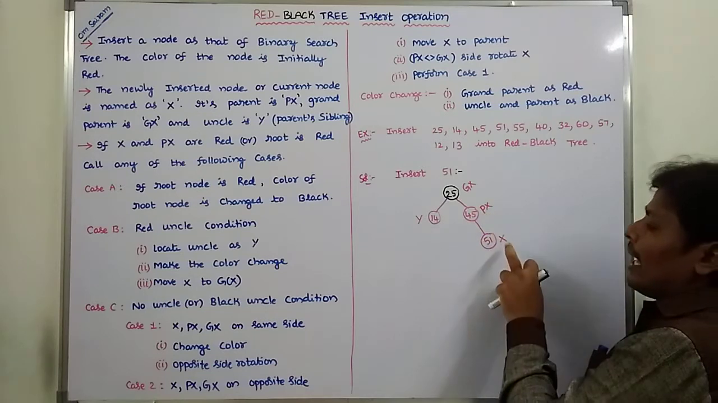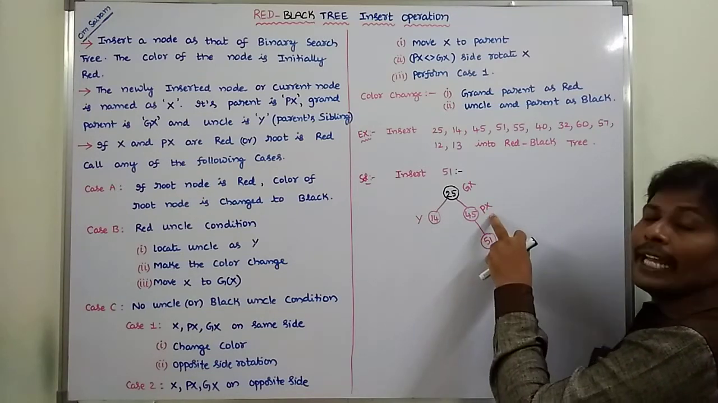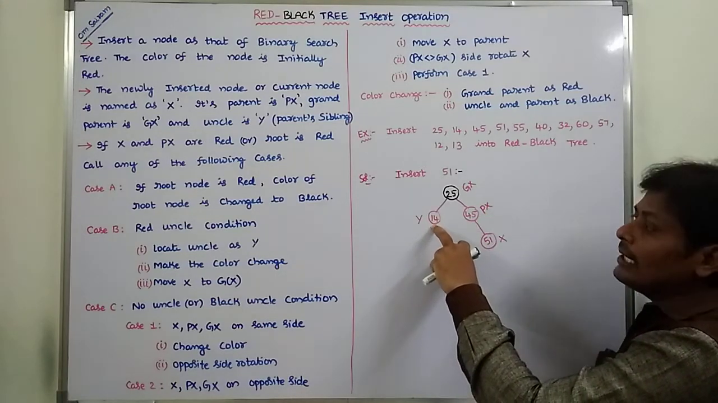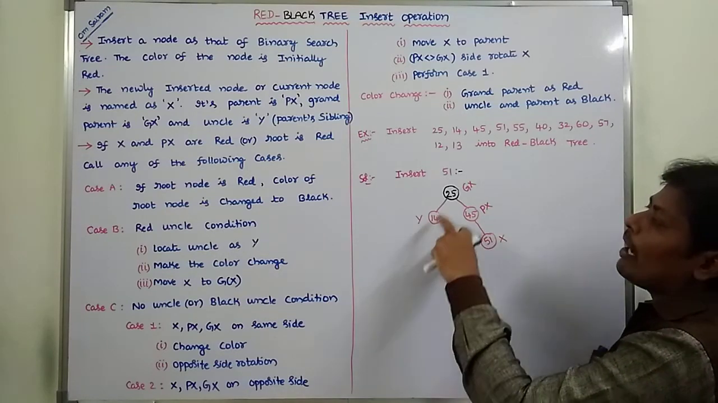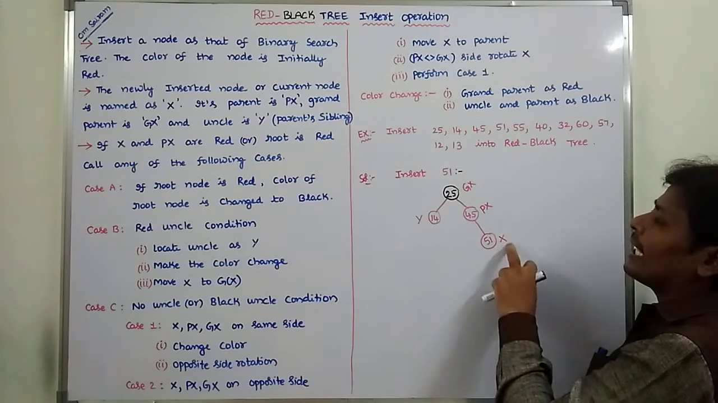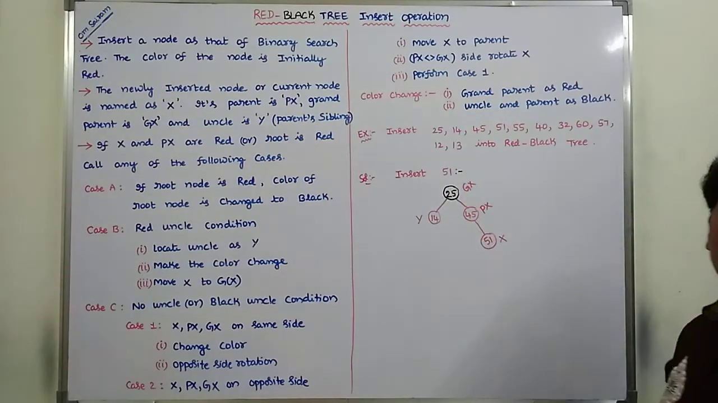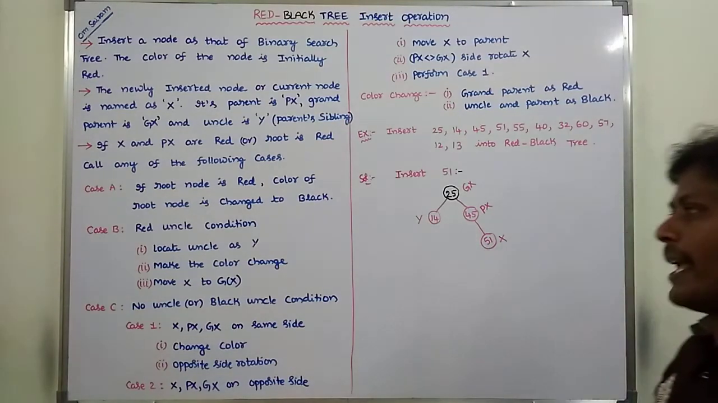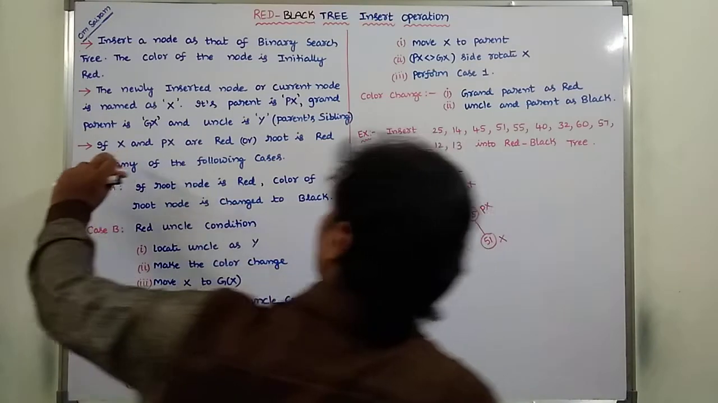X is the currently inserted node, its parent is Px, and the parent's sibling is 14, that is Y. It can also be called the grandparent's son. X's grandparent is Gx, and Gx's son is the sibling, which can be denoted by Y. Now, is this a red black tree or not? Okay, now go to this condition.